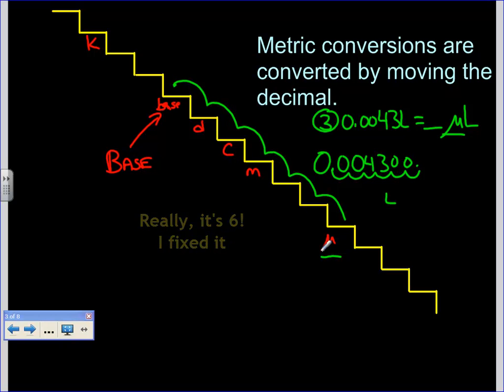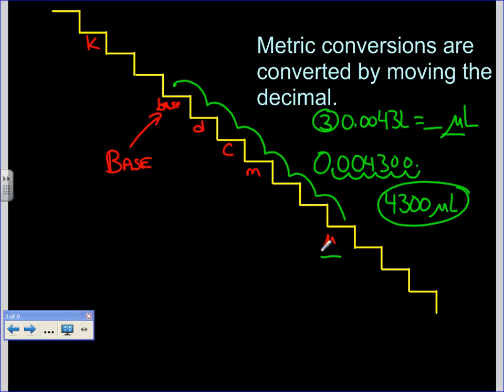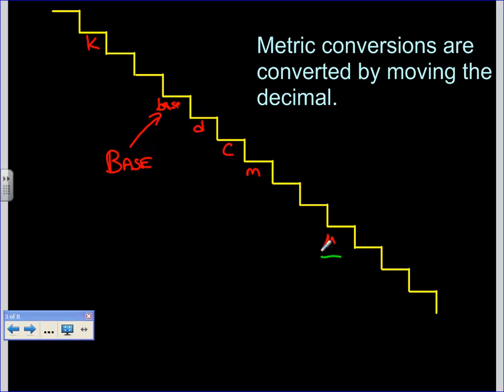1, 2, 3, 4, 5, 6. We move our decimal there. Any spots that are extra when you move the decimal, you fill in with zeros, and so we've got 4,300 milliliters. Okay, we're going to do one more here, I think.